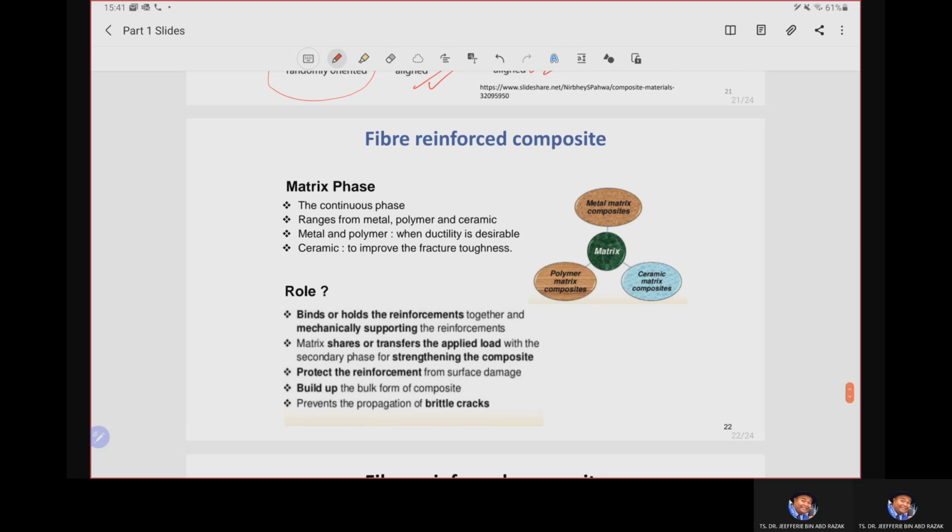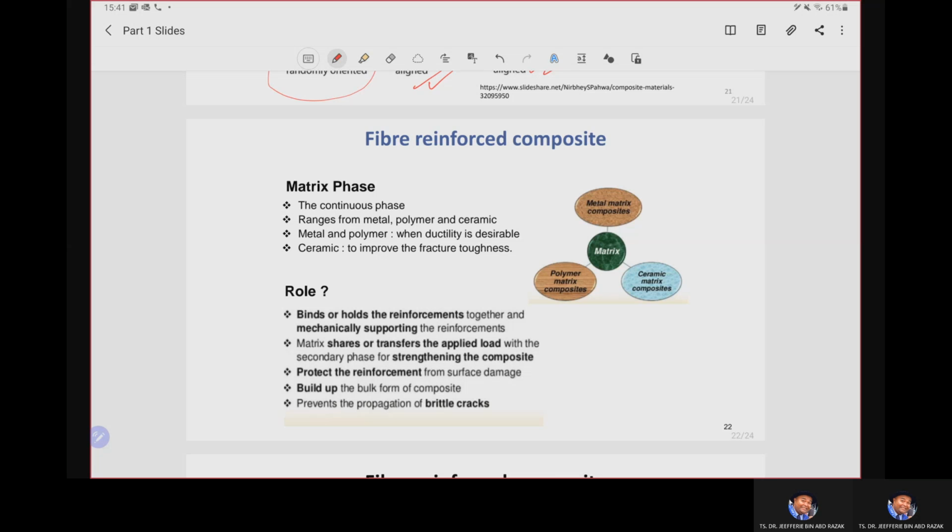Okay, right, next. Just to recap on the role of matrix as continuous phase in fiber reinforced composite. The matrix can be metals, polymers, or ceramic. The utilization of polymers and metal is when ductility or flexibility is desirable. While in the case of ceramic, we are more interested basically to improve their fracture toughness in composite making.